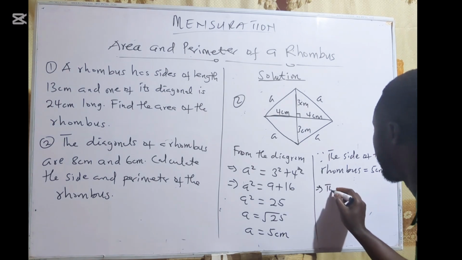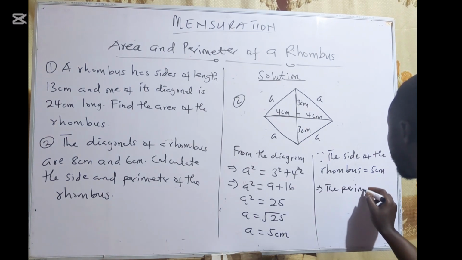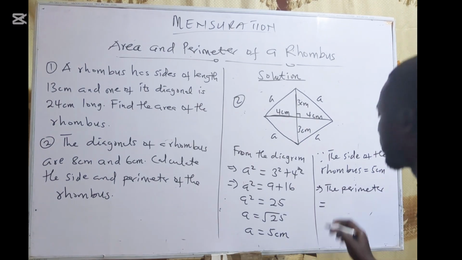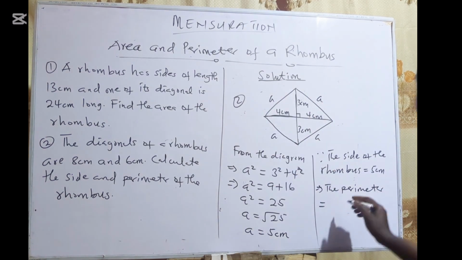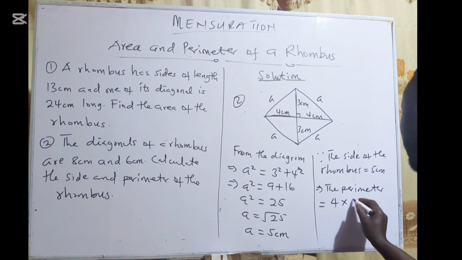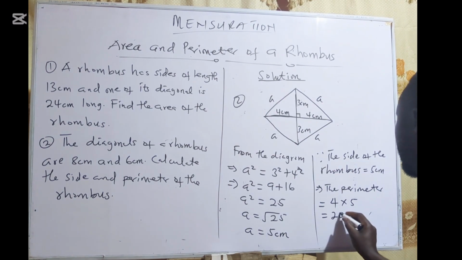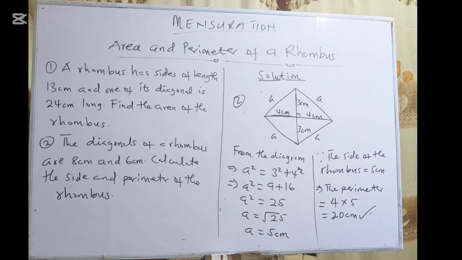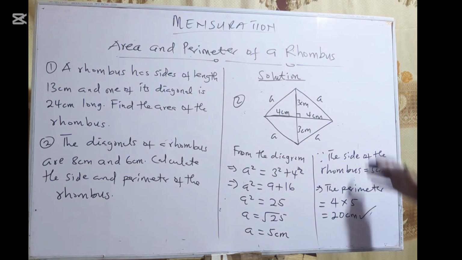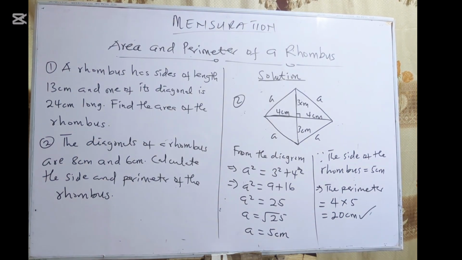The rhombus has equal sides, so the side is 5, and the perimeter will be equal to 4 times 5, and that will give us 20 centimeters. So the perimeter of the rhombus is 20 centimeters. Wow, so simple, and I believe you have understood.